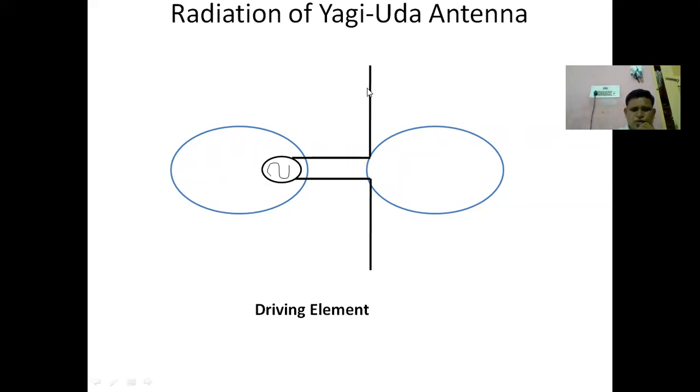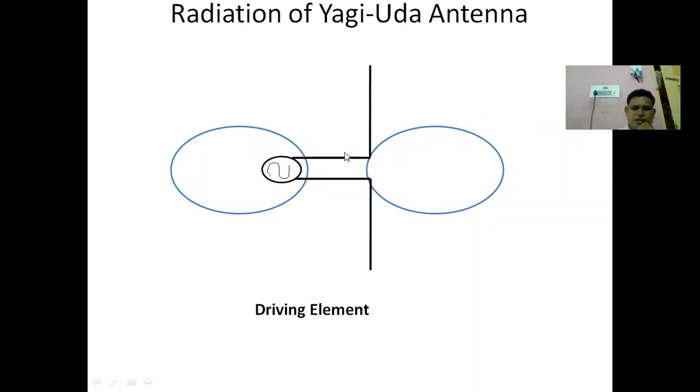Here we are using only the driving element. Driving element means the folded dipole antenna. If you provide the supply to this folded dipole antenna, we are getting the radiation pattern like this. Actually, these two will join here. It will come near, but while drawing this there is a separation. Actually, this is the radiation pattern of this driving element, the folded dipole antenna. That's why we are getting it like this.